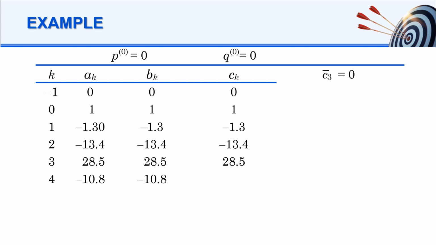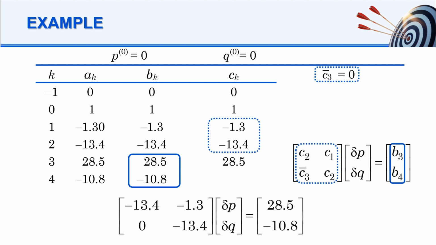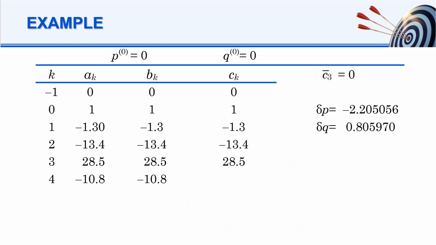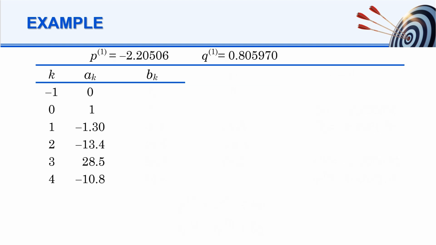Now that we have the coefficients of the 2 by 2 linear system, we can solve the system for improvements, which gives minus 2.205056 and 0.805970 for delta p and delta q. The first step estimates for p and q are found as follows. We now repeat the procedure with the current estimates p1 and q1.